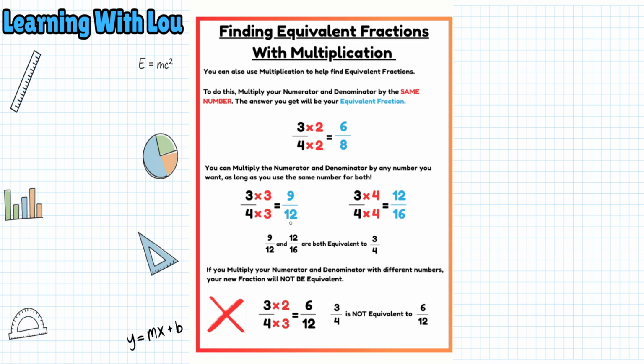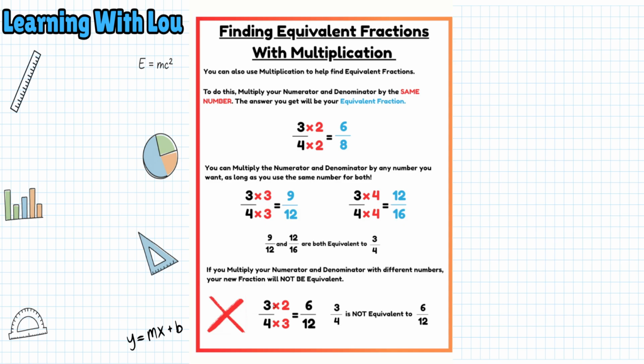4 times 3 gives me 12, so 9/12 is also equivalent to 3/4, as well as 12/16. This is where I multiplied my numerator and denominator both by 4. And you can see this example on the bottom here, there's this big red X. This is an example of what not to do.